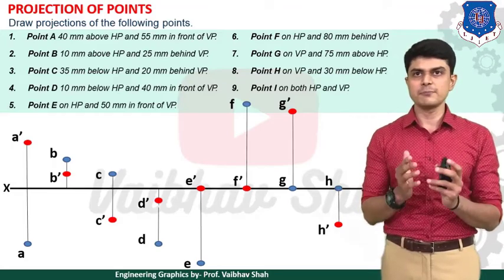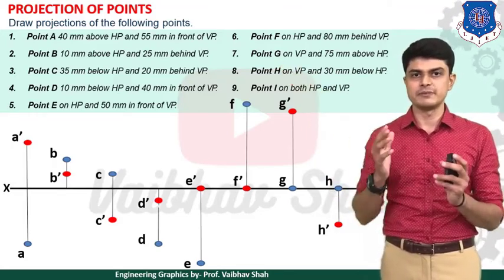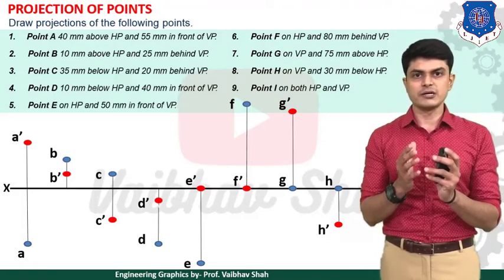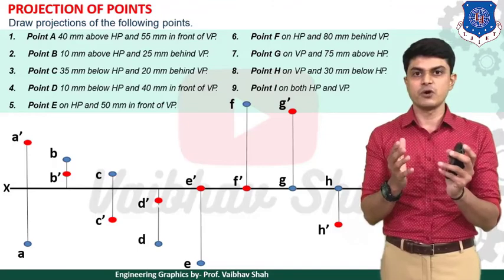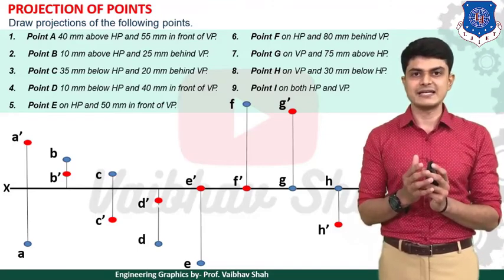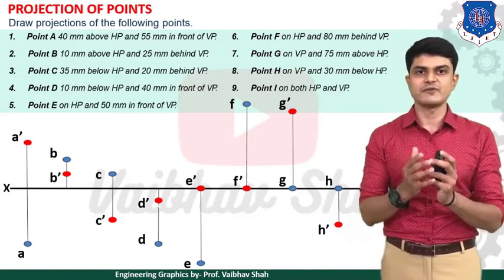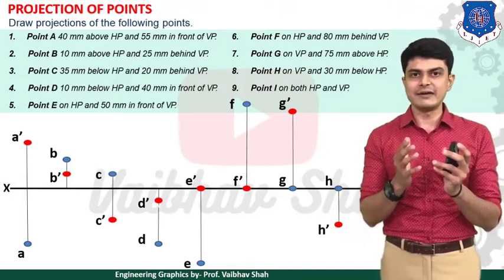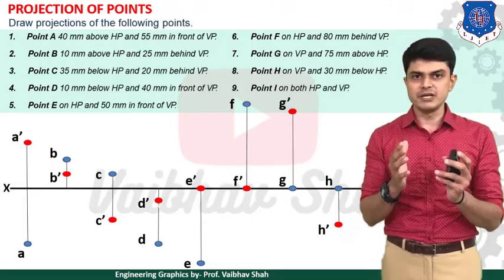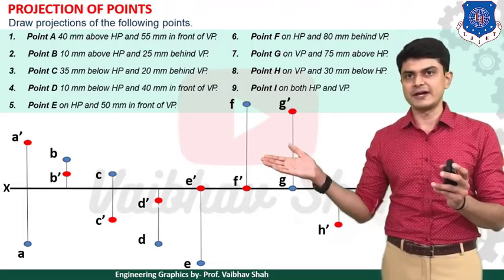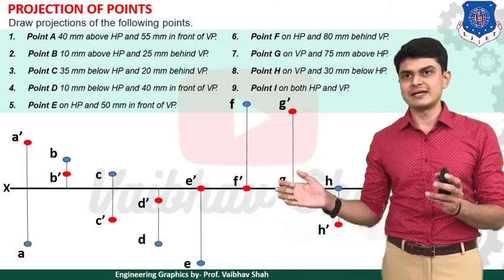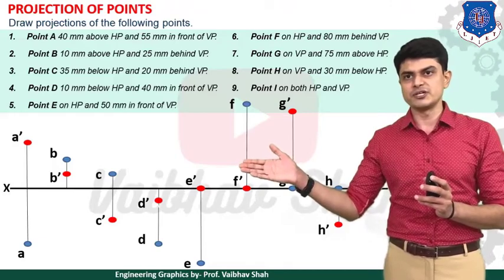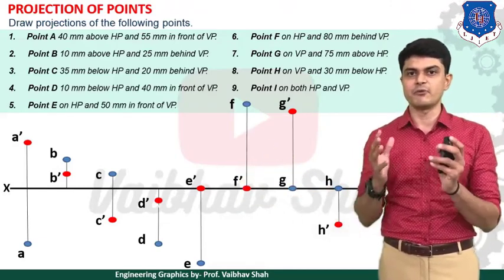Now next, the point is 55 mm in front of VP. So we are talking about in front of VP. In front means what? Below the XY line is our answer. The point without a dash, but below the XY line. So here we need to draw point A without any dash, 55 mm below the XY line. As you can see on the extreme left, in the first example we are dealing with, you need to draw point A without a dash 55 mm below the XY line.